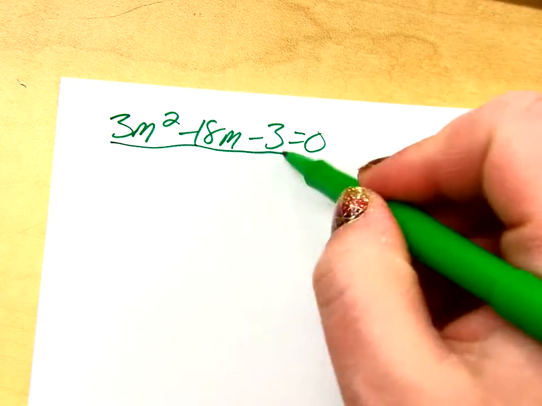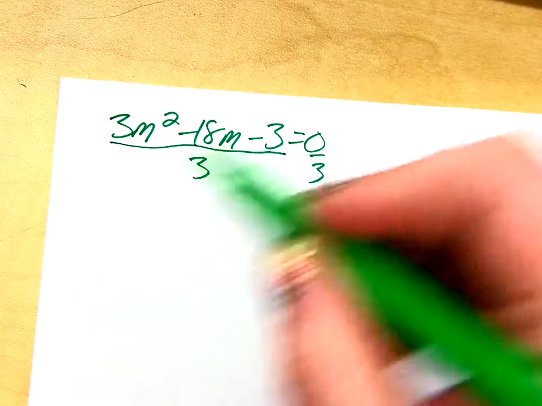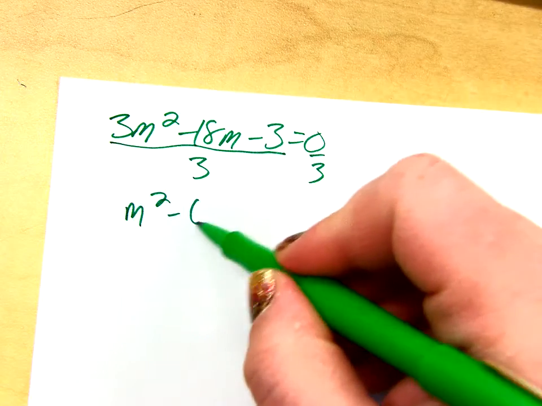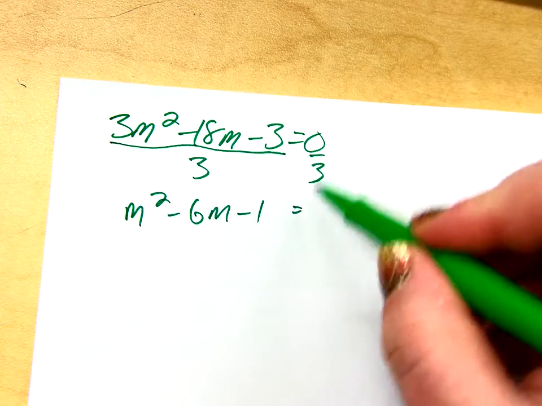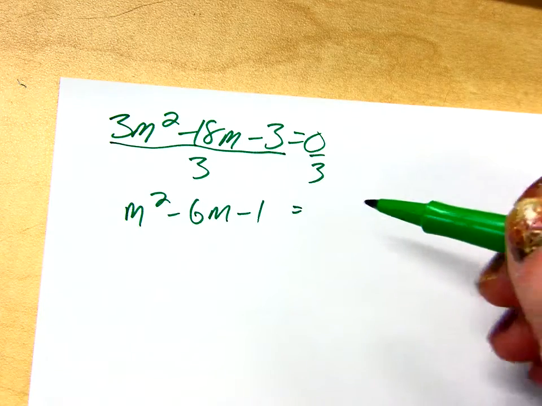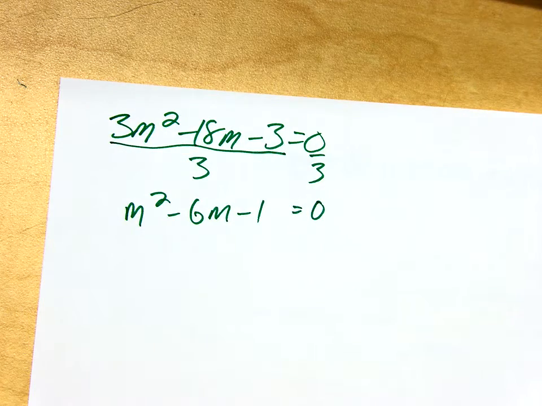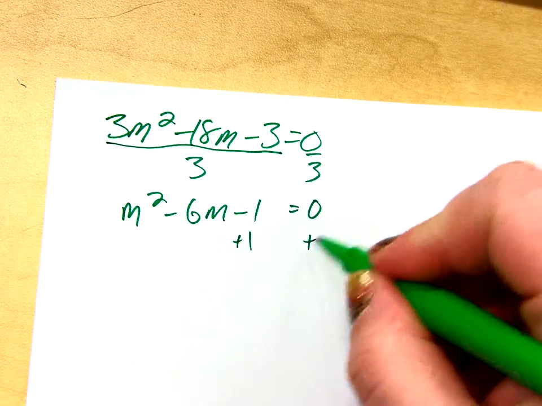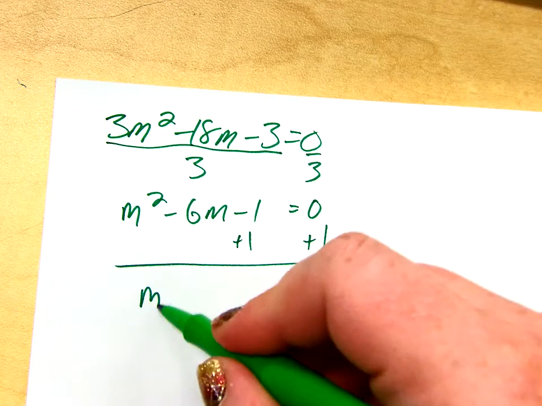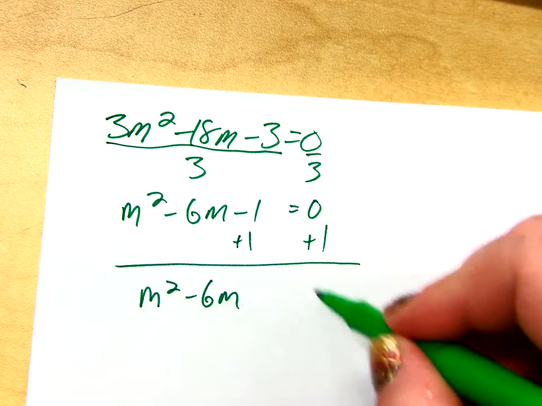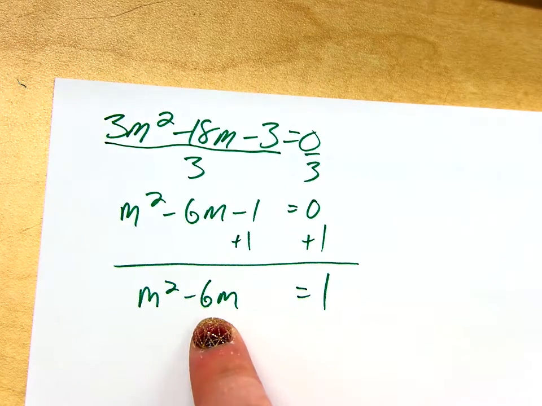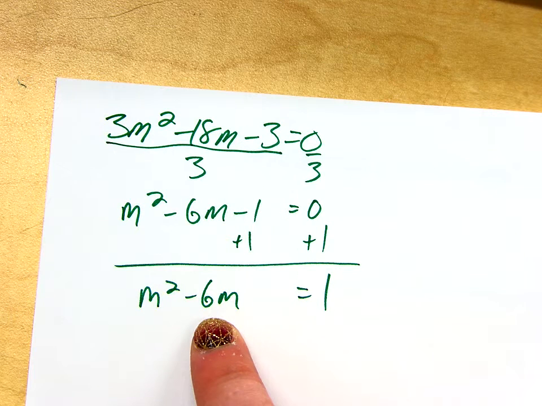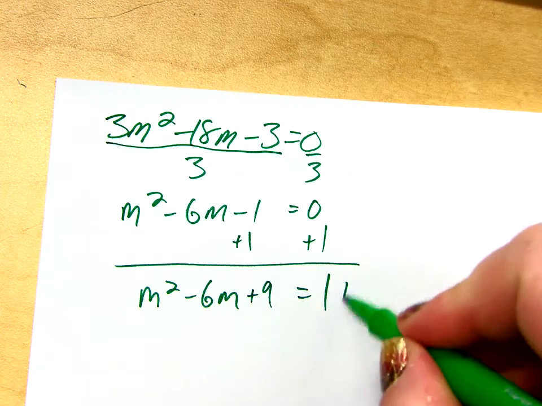So if I just divide this side by 3 and this side by 3, I get m squared minus 6m minus 1. What's 0 divided by 3? 0. It's just 0. And now, lucky me, I can continue like normal. I want to move c to the other side. Take half of b and square it. That would be 9, so I'd add 9 to both sides.